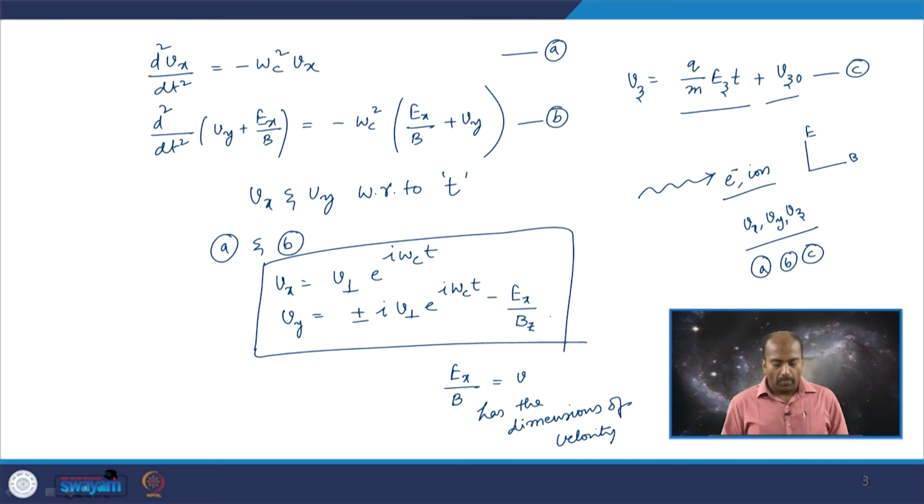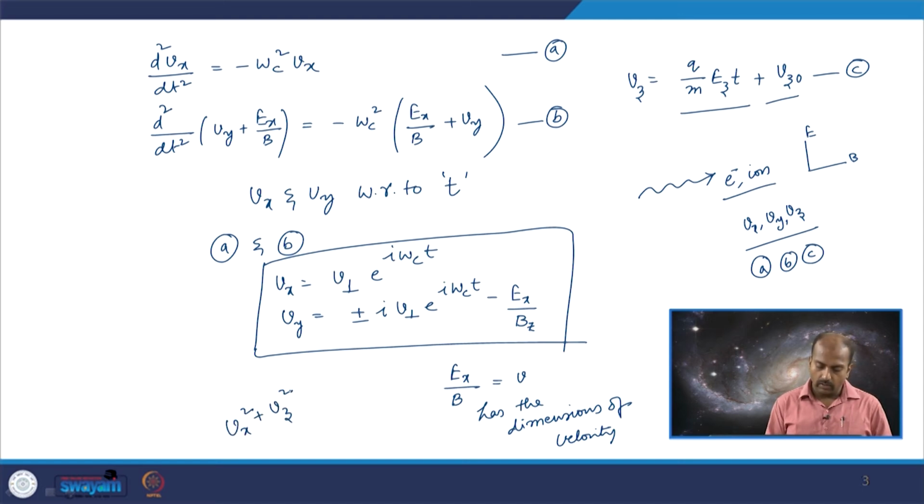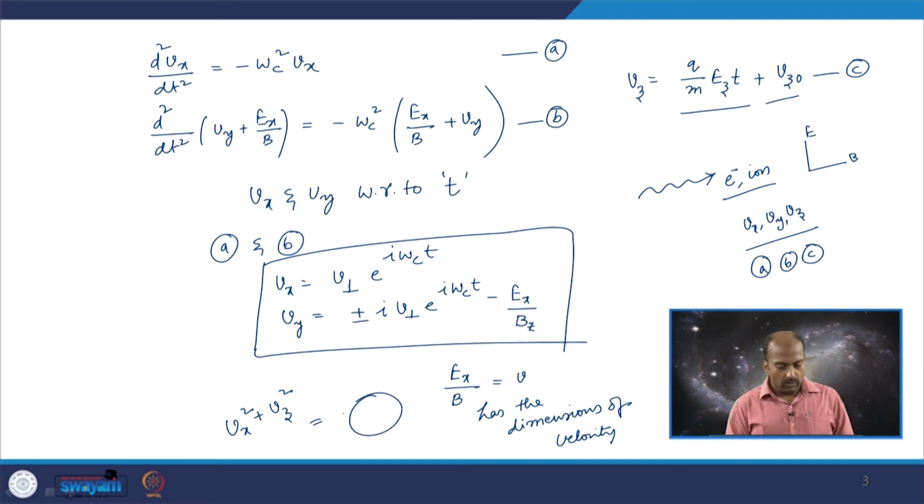Okay. Now, what do these equations represent? Generally, if you want to find the trajectory, you can simply square it and add it. Just to find, let us say, Vx square plus Vy square, then you will realize the shape of this particular curve. So yeah, this should have been Vy.